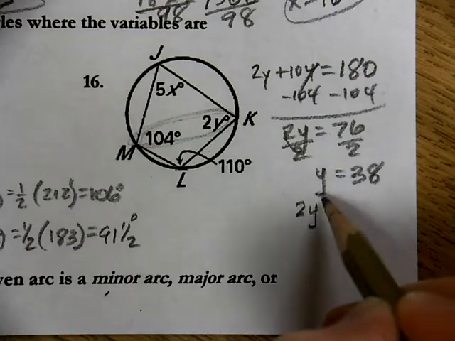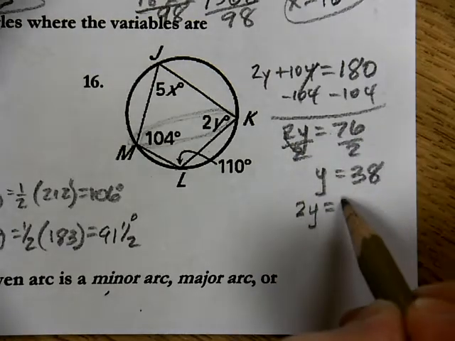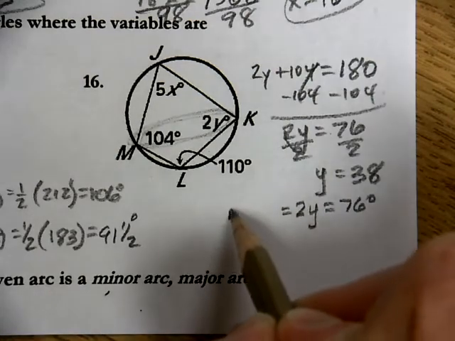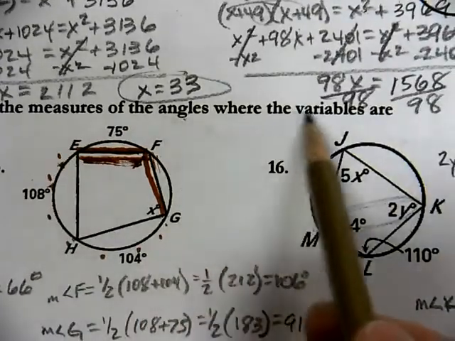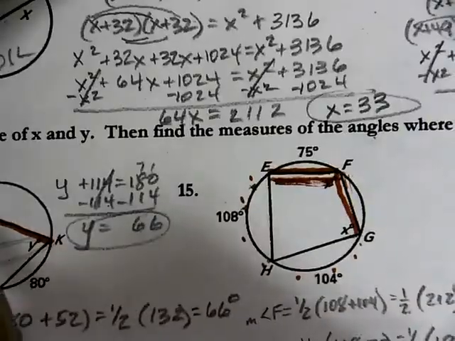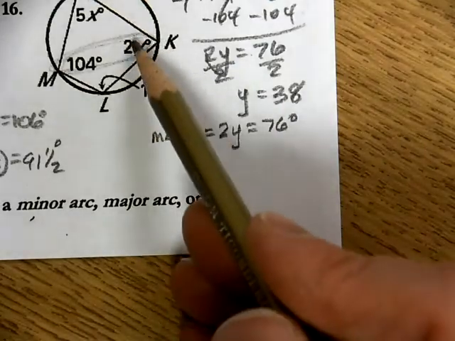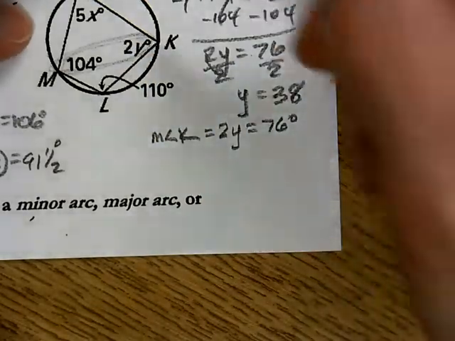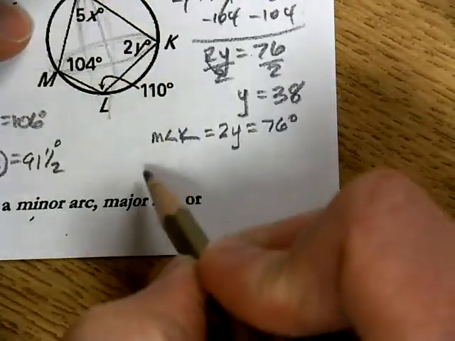2y equals, and that's what we had up here. 2y equals 76 degrees. And 2y is the measure of angle K. They ask us to find the measure of the angle where the variables are located. So the angle where the variable is located is 76. Okay, then our last one here, opposite angles, that's 110.